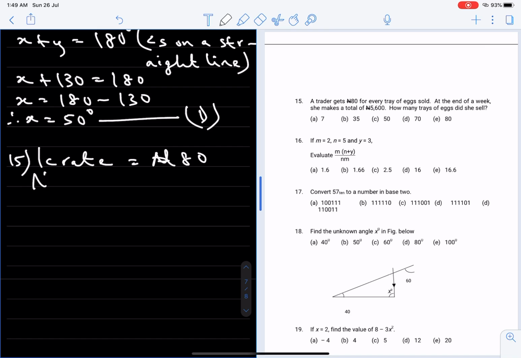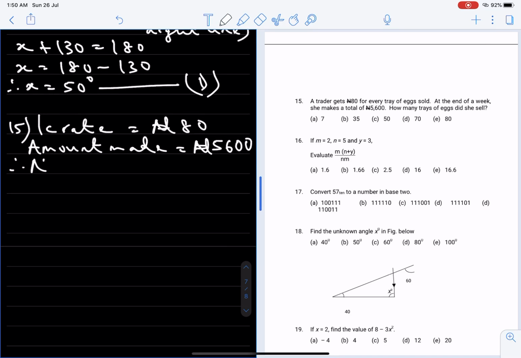So if she makes 5,600 naira, amount made equals 5,600 naira. Number of crates sold. Therefore, number of crates sold is equal to the amount she made divided by what she makes from one crate, which is 80.